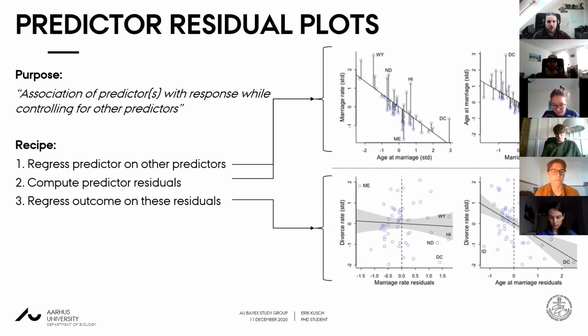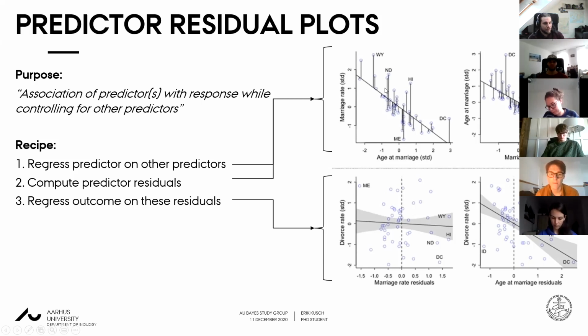The first one we're going to look at is predictor residual plots. The purpose of this one is that we identify associations of predictors with the response while controlling for other predictors. So keeping other predictors fixed, usually at their median value, so in standardized terms, 0. The recipe for this is to regress a predictor on other predictors, as you can see here, marriage rate regressed on age of marriage and the other way around.